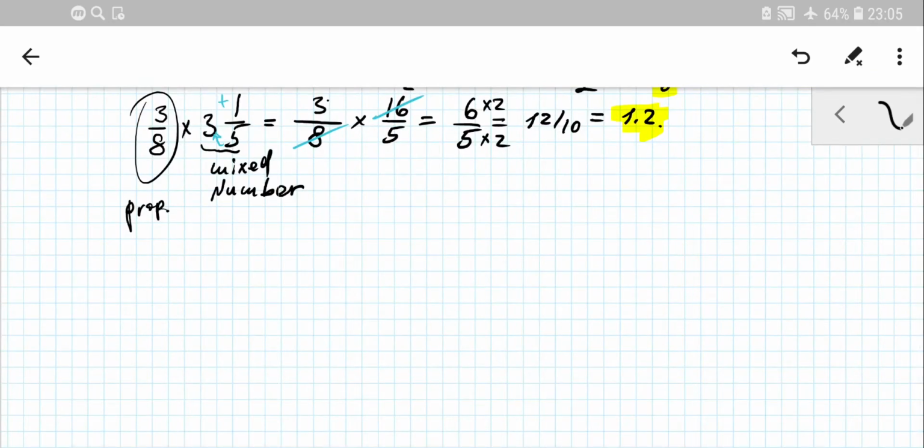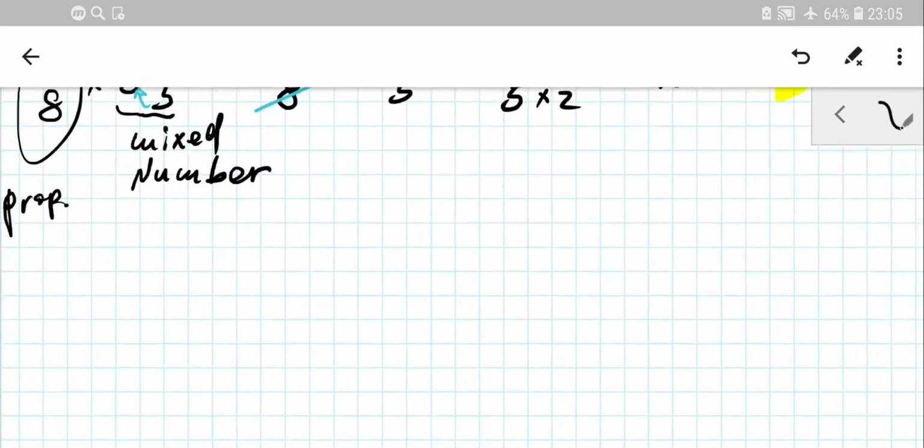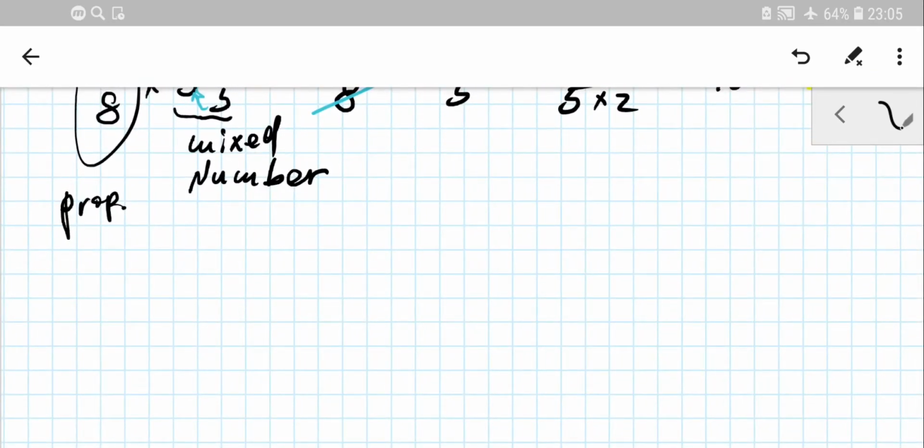Okay, so let's move next. What about the powers? If you have something squared, cubed, and so on.